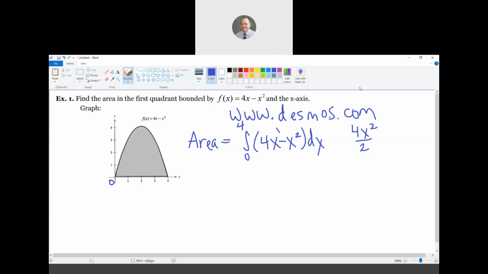Now, this was simplified to 2x squared. And the integral of x squared, again, we're adding 1 to the original exponent, and we'll just divide by 2 plus 1. And that gives us x cubed all over 3.